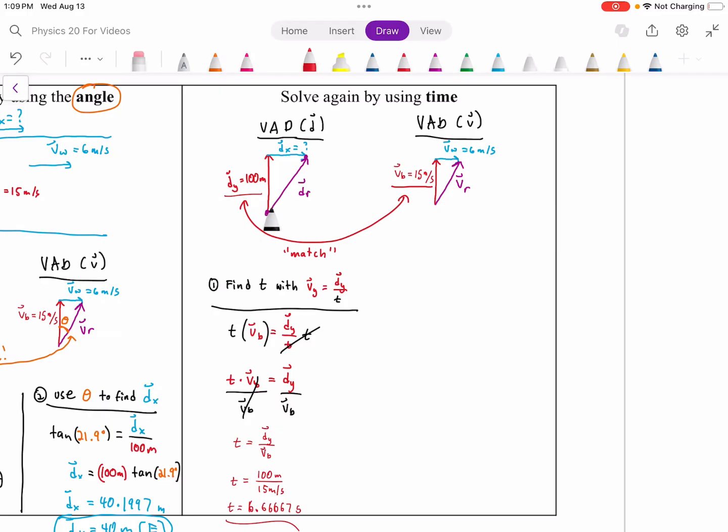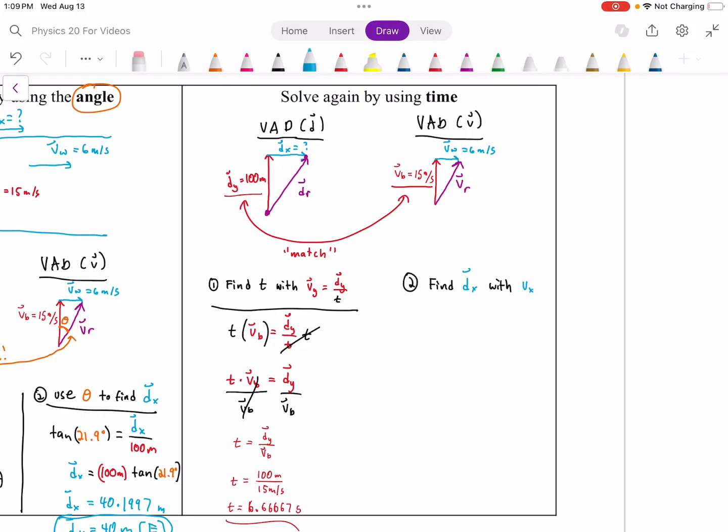So we were able to get the time it would take to cross, and now we know that that whole time it was moving 6 meters per second to the east. We can find how far it would have gone. We can find dx, the horizontal displacement it traveled during that time. And again, just making sure we're doing horizontal velocities with horizontal displacements.